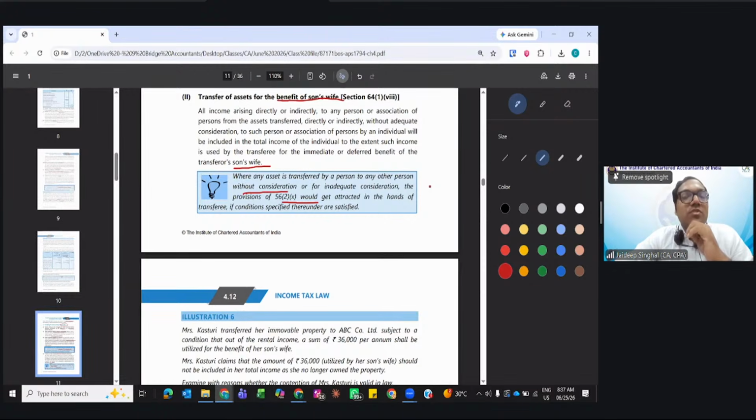Have you studied those limits of gift, 50,000, gift above 50,000, then property, right? All those provisions of 56(2)(x). If you receive anything without consideration, then the 56(2)(x) provisions will apply.